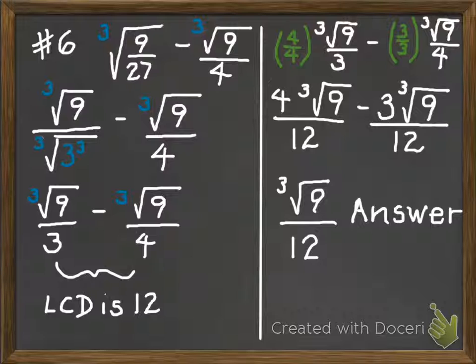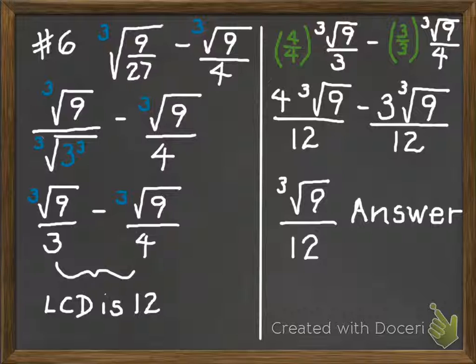So to make 3 into 12, we multiply the first fraction by 4 over 4. To make 4 into 12, we multiply the second fraction by 3 over 3. And we get 4 times the cube root of 9 over 12 minus 3 times the cube root of 9 over 12. So now we have like fractions. We have 4 cube roots of 9 minus 3 cube roots of 9. So actually 4 twelfths cube roots of 9 minus 3 twelfths cube roots of 9.